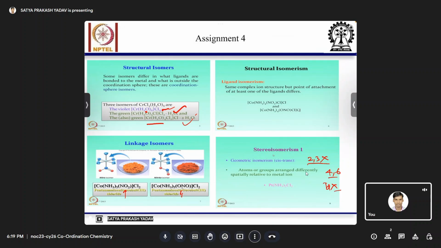So we have only square planar, coordination number 4, and we have octahedral, coordination number 6. Now we will go in detail.